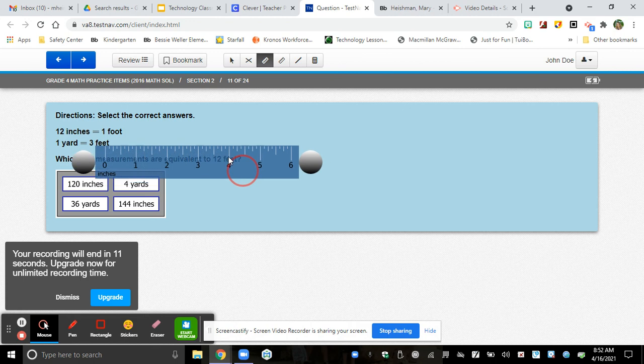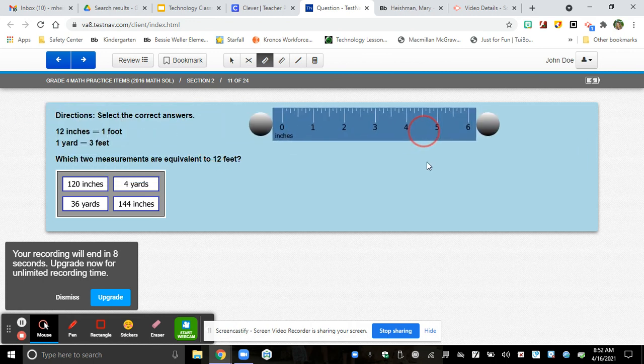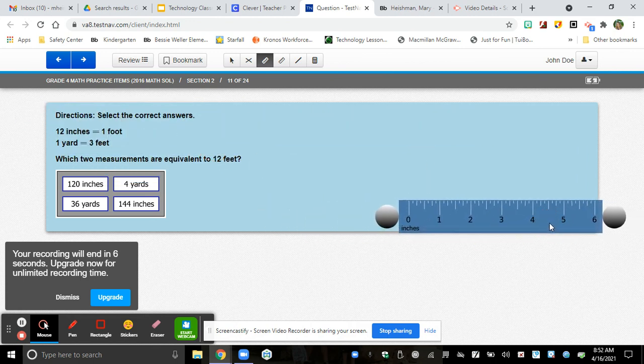And you can turn them. So if you want to practice using these, you might see these on your SOL as well. This was part 2.